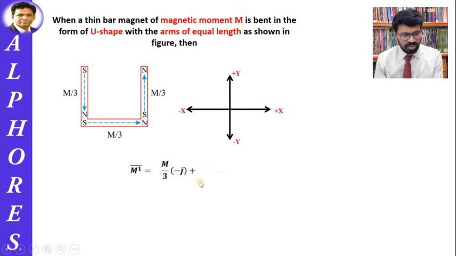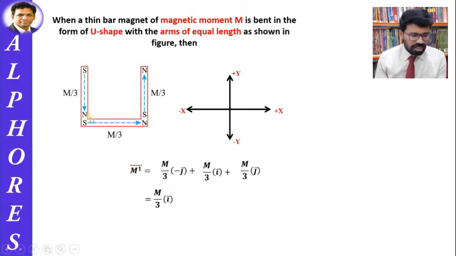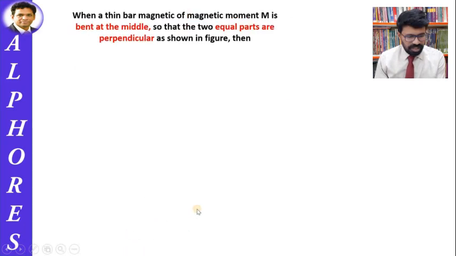So m by 3 into minus j cap, plus this one is along positive x direction, so m by 3 i cap, and this one is along a positive y direction, so m by 3 j cap. If you observe this carefully, here you have m by 3 minus j, here plus m by 3 j. So these two things get cancelled, and finally you are left with only m by 3 i. So m by 3 i is the resultant magnetic dipole moment of this U-shaped arrangement. Okay, so the magnitude is written like this.